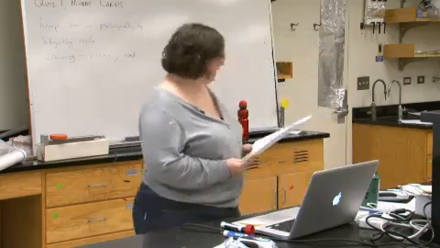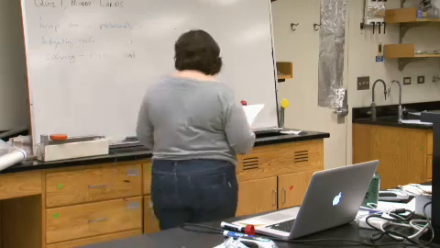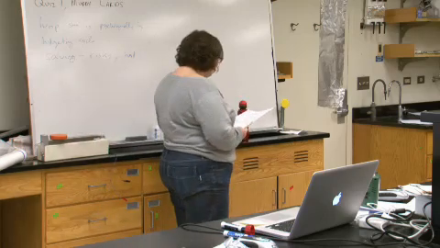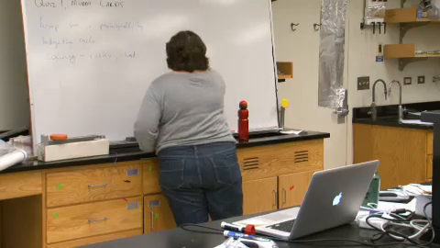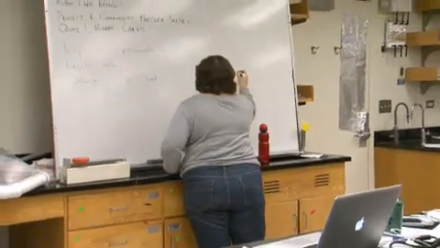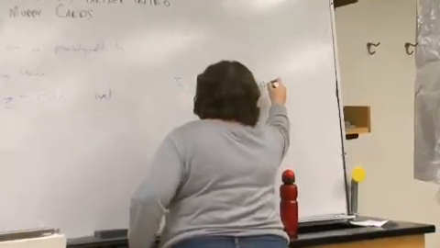Someone was confused about how megajoules and kilowatt hours are related. So they're both units of energy, and 3.6 megajoules is 1 kilowatt hour.